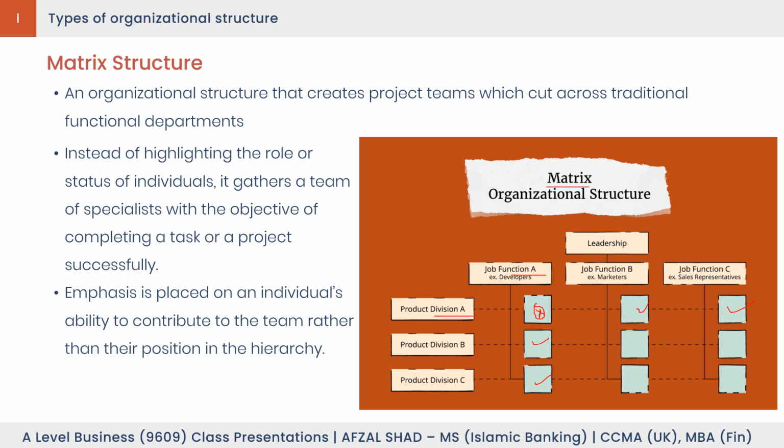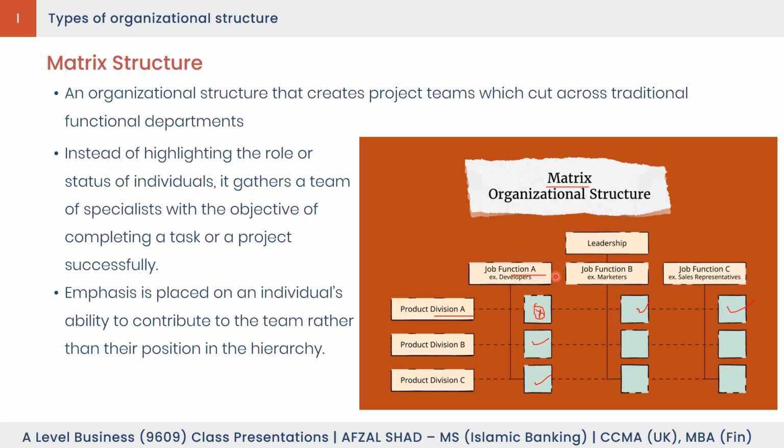For example, if a person is working in this particular area, the person has to communicate with all of the marketers and sales representatives at the same time, and must also communicate with the developers of product division B and division C. So doing the communication horizontally and vertically is the job of this person. What happens is that the center, the leadership, allocates the tasks to one person, and that person has to execute the task by communicating with all of the people horizontally and vertically. And this leadership can give the task to this person directly.